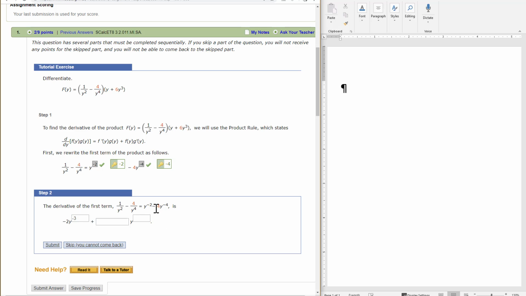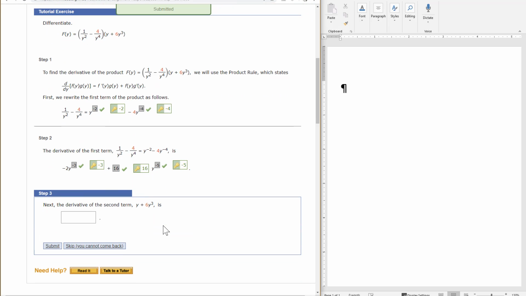And then for the second term, we have minus 4 y to the negative 4. So the minus 4 and the power of negative 4 can get multiplied together, and that will become a plus, and then 4 times 4 is 16. Again, be careful with the power. We have minus 4 power. Minus 4 minus 1 is going to be minus 5.